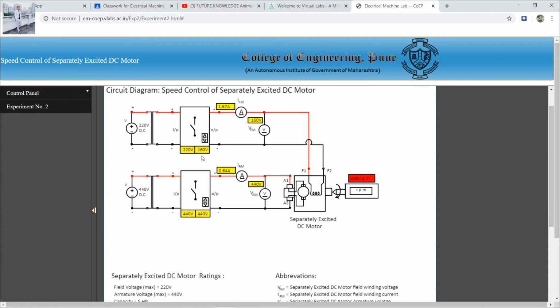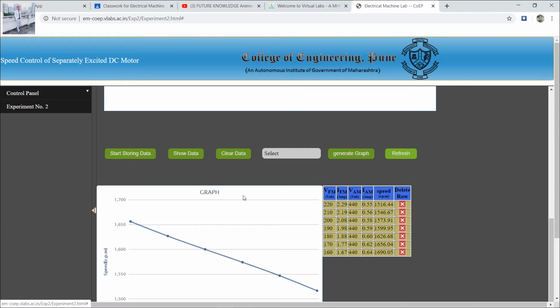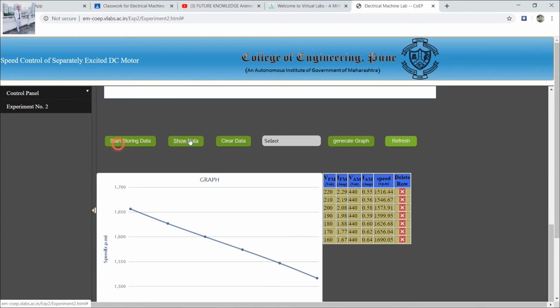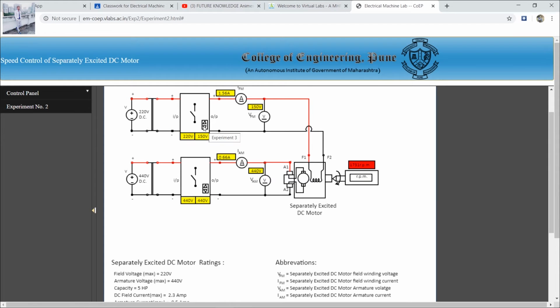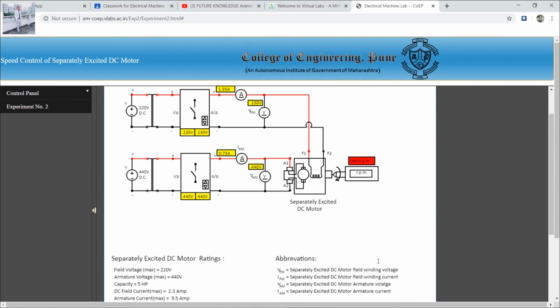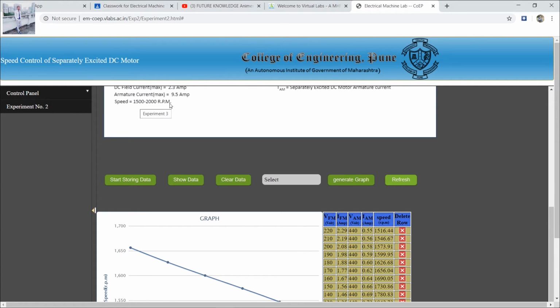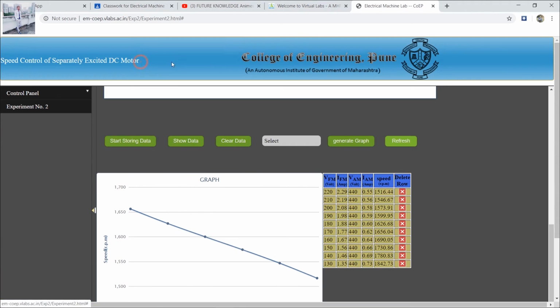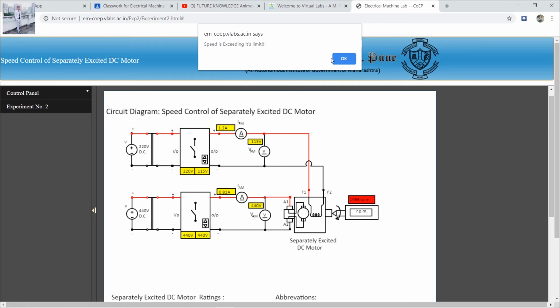You can see I decrease the voltage to 160 and store data. Next I decrease to 150. Show data. Similarly, you can decrease the voltage in the field terminal. You can see 130 volt. Show data. And here you can see the speed. Here you can see the speed between 1500 to 2000 RPM. Next 120, decrease the voltage to 120. Storing data. Show data. You can see as we decrease the voltage, the speed is exceeding its limit.